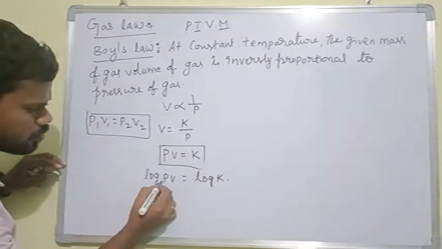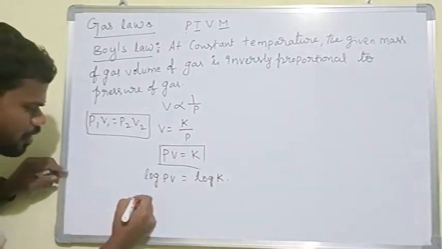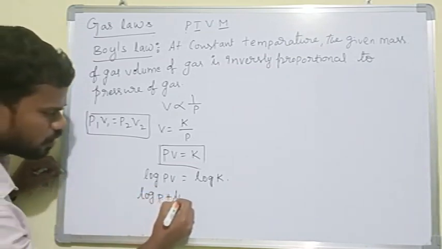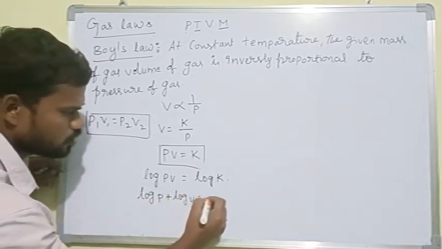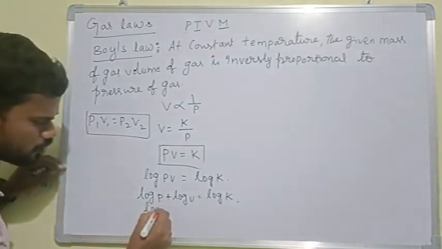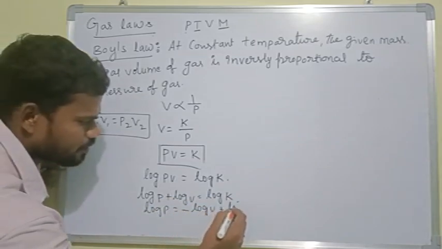So this resembles log A into B. What is the log A into B formula? Log A plus log B. So log P plus log V equals log K. So log P equals minus log V plus log K.